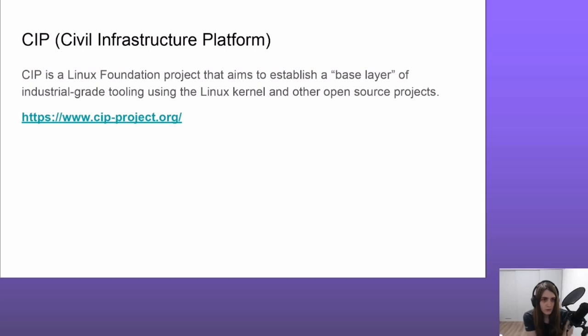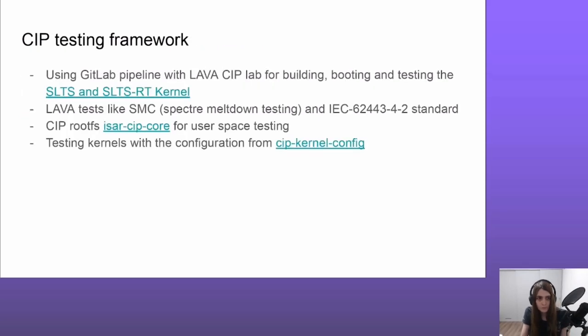So CIP is the Civil Infrastructure Platform. It's a Linux Foundation project that aims to establish a base layer of industrial grade tooling using the Linux kernel and other open source projects. So there is the CIP testing framework, as I was saying, that is using GitLab pipeline with the Lava CIP laboratory for building, booting, and testing the SLTS and SLTS-RT kernel, and is doing some tests with speculative meltdown testing, for example, and it has rootfs, the isar CIP core, and it has its own kernel configuration.